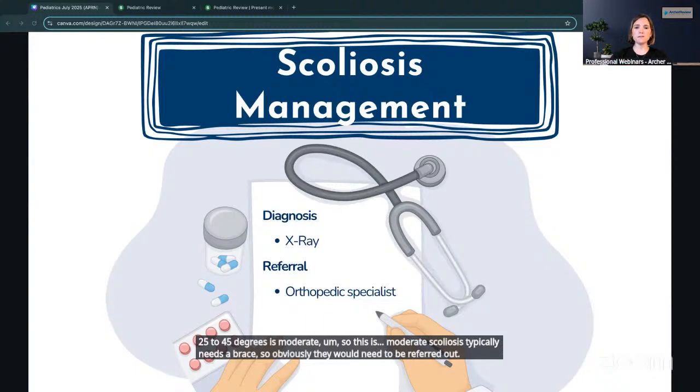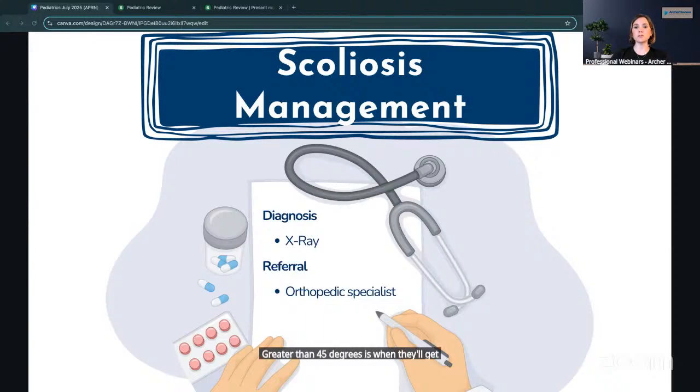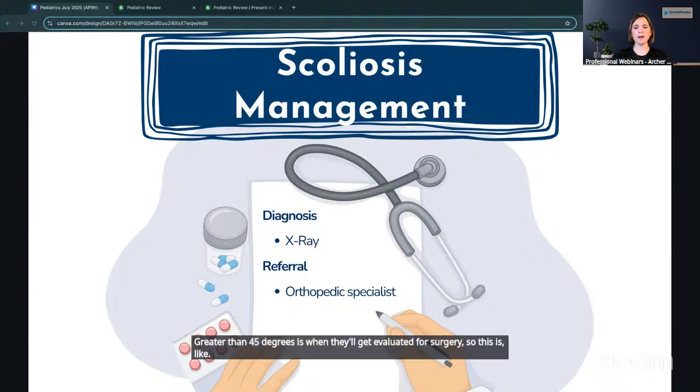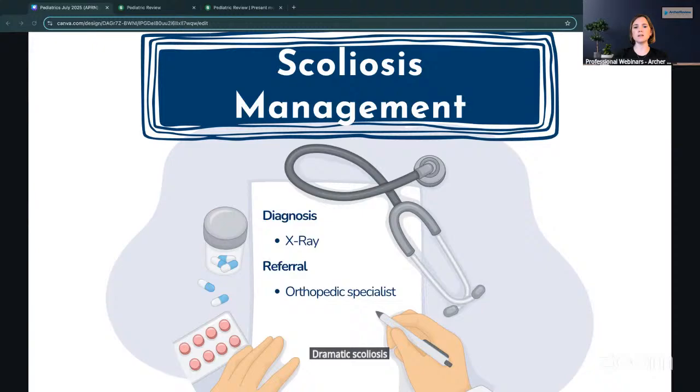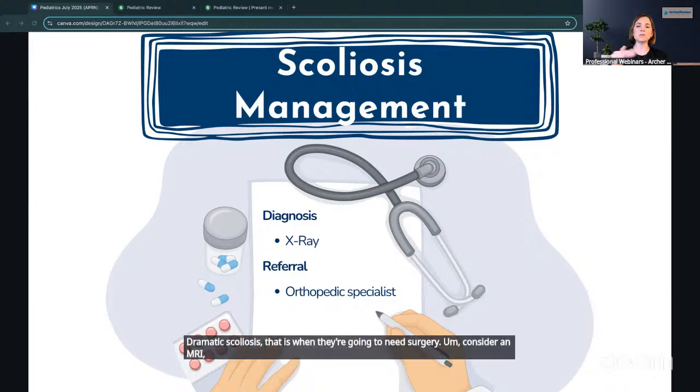Greater than 45 degrees is when they'll get evaluated for surgery. So this is like pretty dramatic scoliosis. That is when they're going to need surgery. Consider an MRI though if the onset is before age 10.